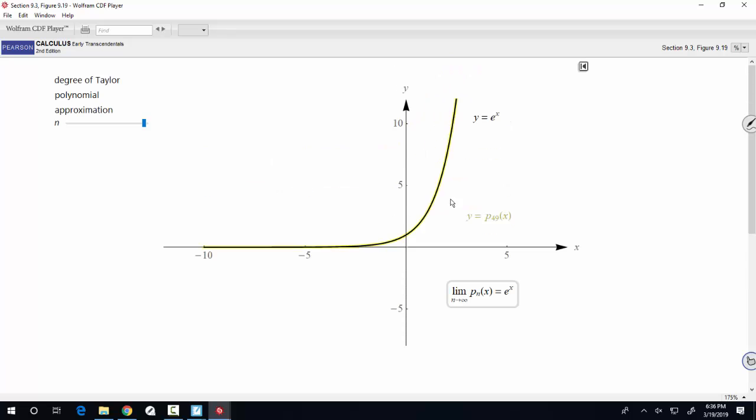I don't think I can zoom out, but that color's hideous. But there's like a 47th degree approximation of e to the x, and we can see that blue curve is an actual polynomial. We don't know what it is yet, but that's kind of the idea of series, is to be able to express a function as a polynomial, specifically an infinite polynomial.